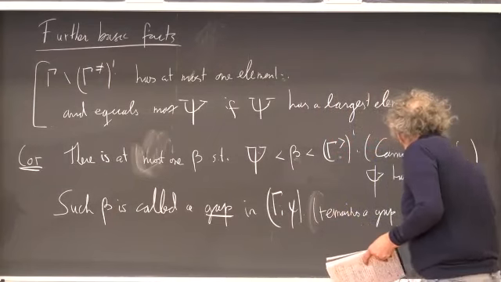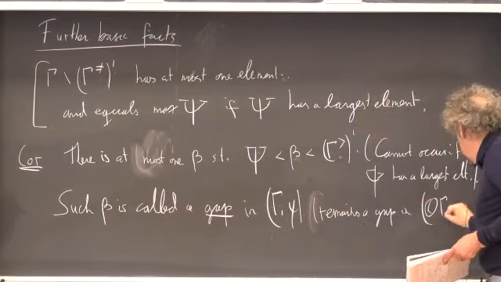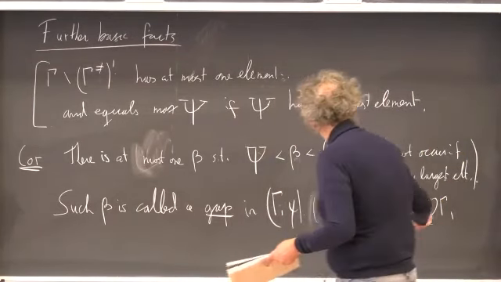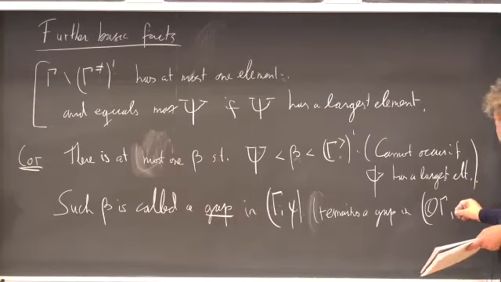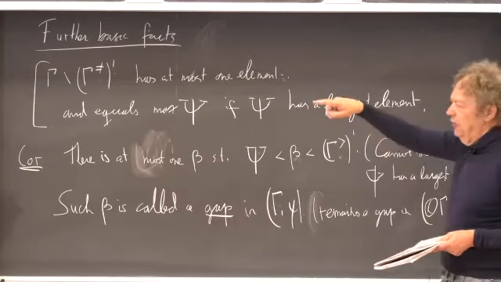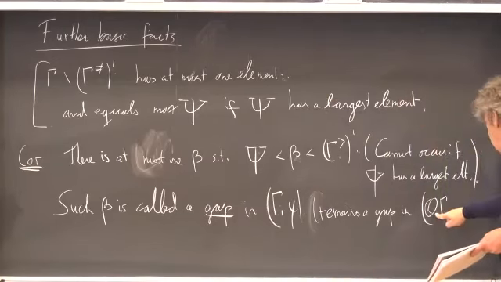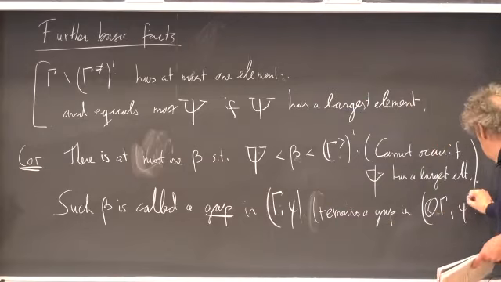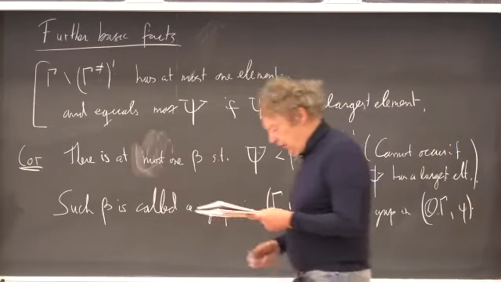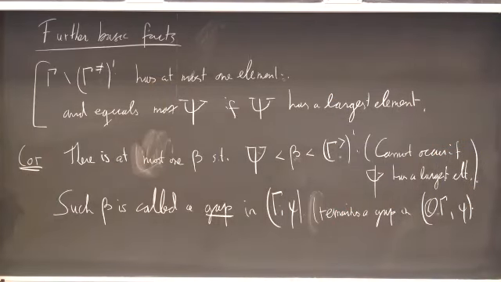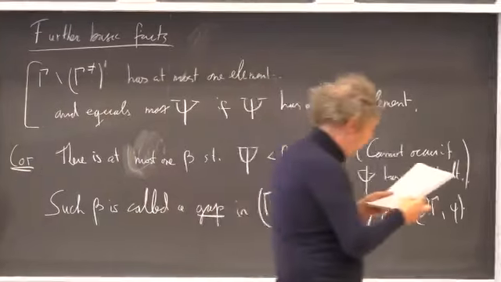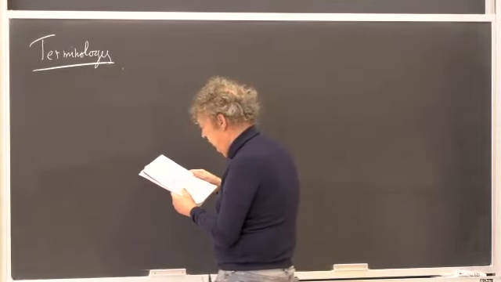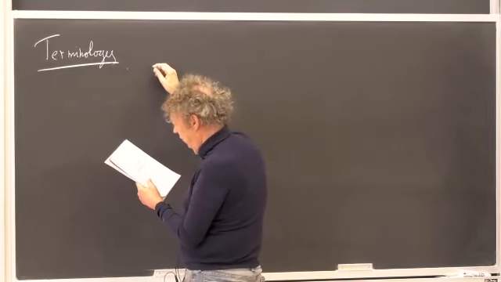When you take a real closure of a Hardy field, for example, or an algebraic closure of an asymptotic field in general, your value group becomes the divisible hull of the original value group. But a gap remains a gap. Terminology.